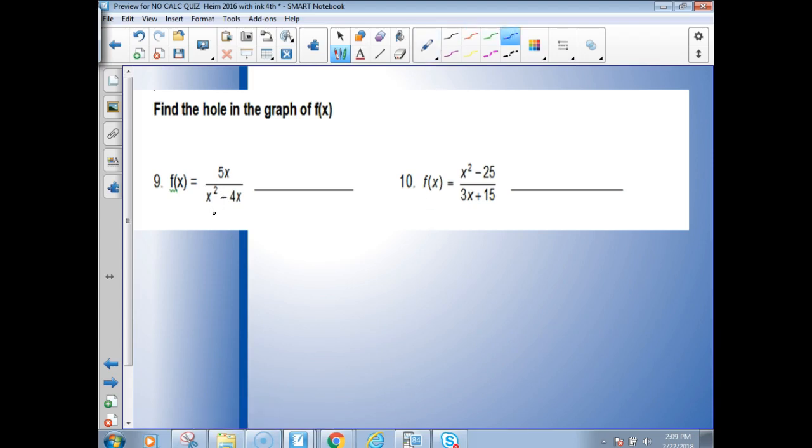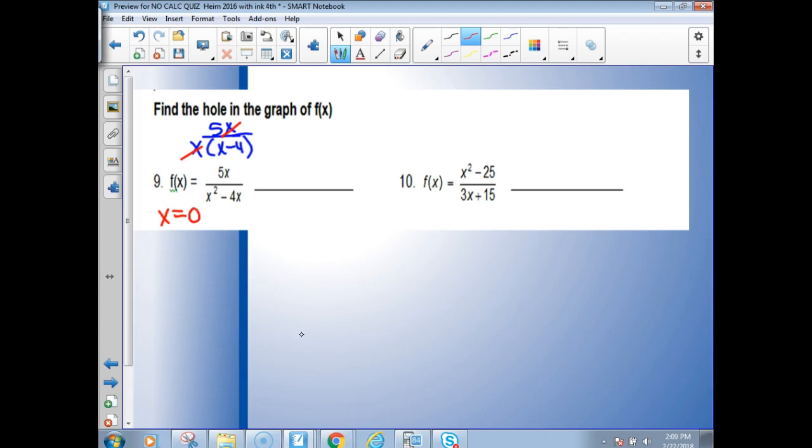All right, what's the hole for this one? Well, you have to factor. So if you factored this, it'd be 5x over, factor out an x on the denominator. Oh, my pen's stuck. Excuse me a second. That'd be x times x minus 4. Now, this would have a vertical asymptote at 0 if this were its denominator and we weren't able to cancel out the x's. So x is the common factor, so x equals 0 would be where the hole is.